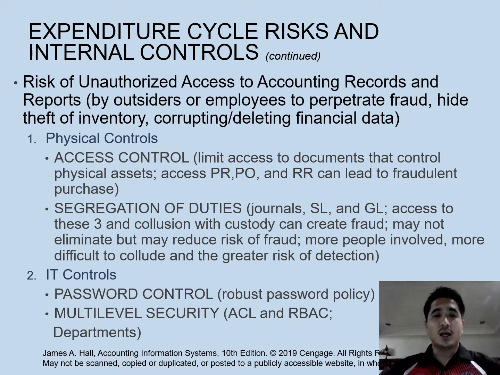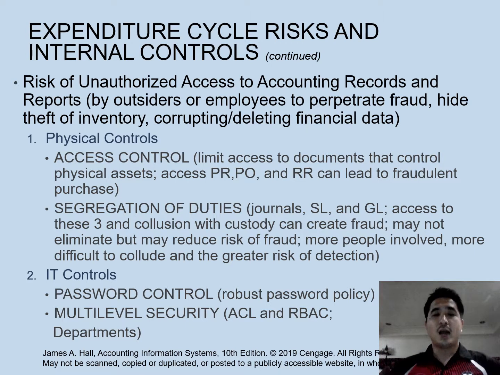It is mentioned that by separating tasks, for example, separating those who access journals, SL, and GL, we may not eliminate, but at least we reduce the risk of fraud. Why? Because the more people involved, the more difficult it is to collude, because you need to talk to a lot of people, and the more people involved, the greater the risk of detection. Okay, as compared to when you're the only one who knows the fraud or is doing the fraudulent activity.